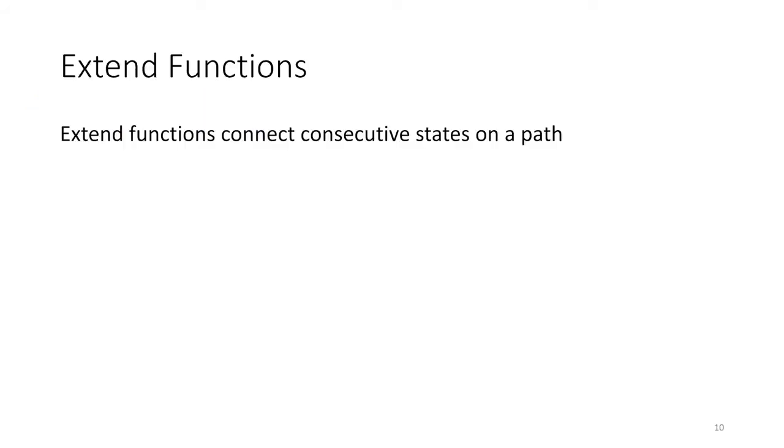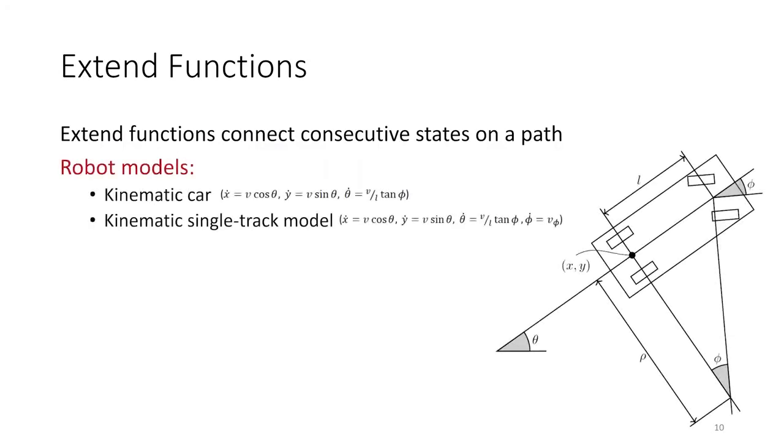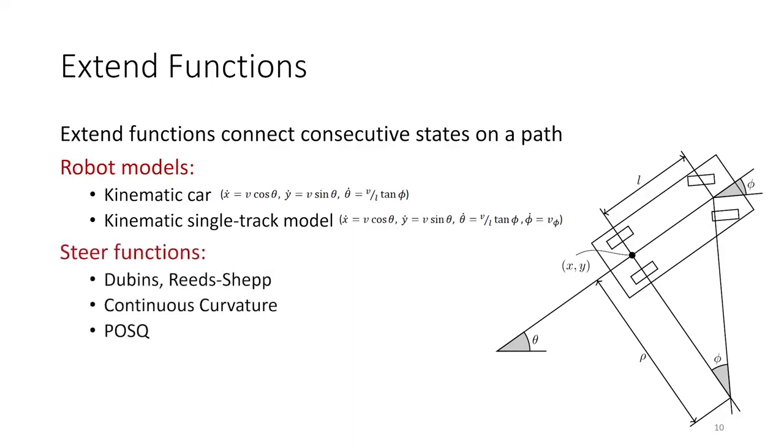Extend functions are used by sampling-based planners to connect consecutive states on a path. We support robot dynamics models for a kinematic car and a kinematic single-track model that account for a two-dimensional position plus yaw angle of the robot. The typical car steer functions, such as Dubins and Reeds-Shepp, are included, as well as the continuous curvature steer function and POSQ for differential drive robots. For the state lattice-based planners from SBPL, we include car-like motion primitives as well.